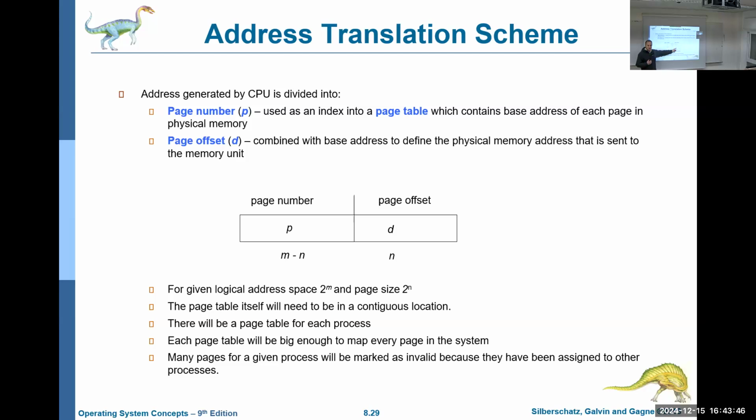If N is 10 bits, and M is 32, then P is M minus N. So for a given logical address space of 2 to the M, like 2 to the 32, the page size is 2 to the N, then the number of pages is 2 to the M minus N.